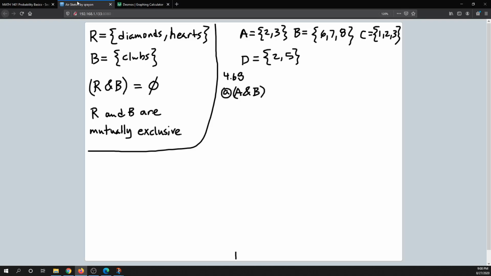What I would do is calculate the event A and B. I am looking for all elements in my sample space that are common to both A and B. A has a 2 and a 3, and neither of those are in B. B has a 6, 7, and 8, and neither of those are in A either. So they have nothing in common, and therefore their intersection is the empty set. And so what we would say is A and B are mutually exclusive.